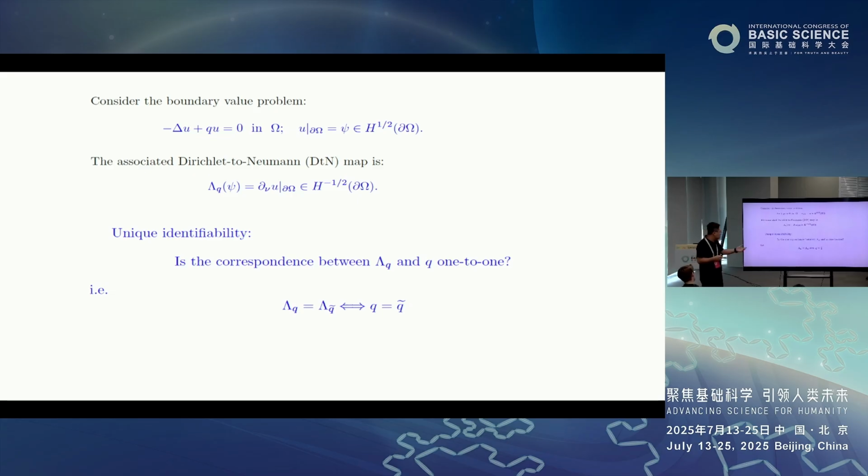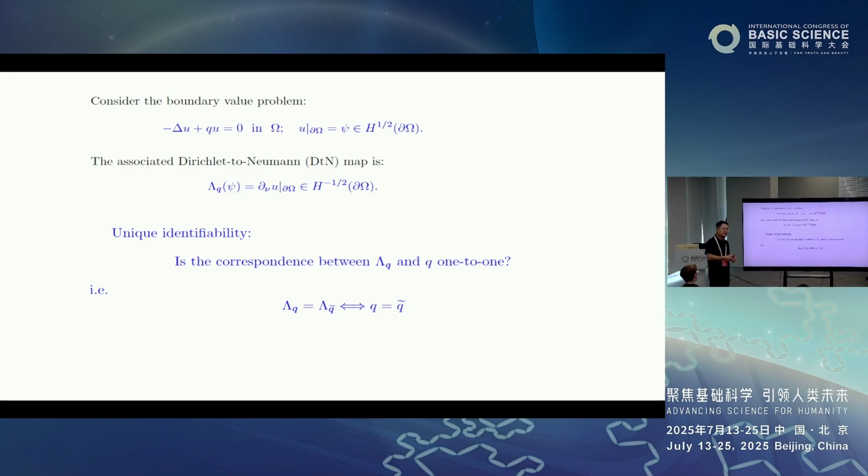All right. So from this direction, Q equal to Q tilde, we can immediately infer that lambda Q equals lambda Q tilde. It's the forward problem. It's well defined. But the most challenging part is that if we know lambda Q equals lambda Q tilde, can we conclude that Q equals Q tilde? All right. So now let's prove this.